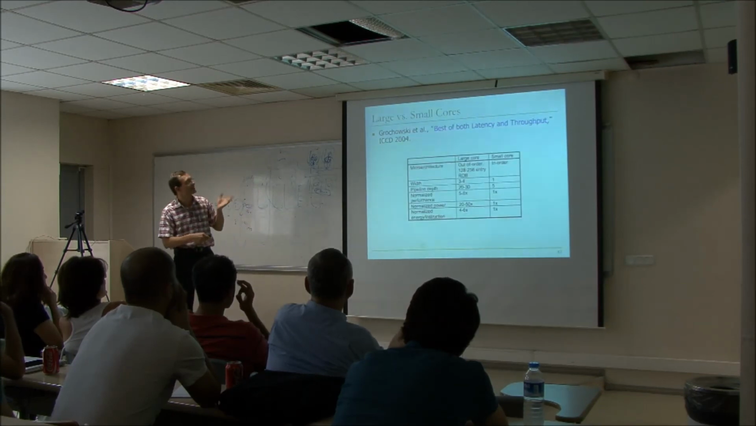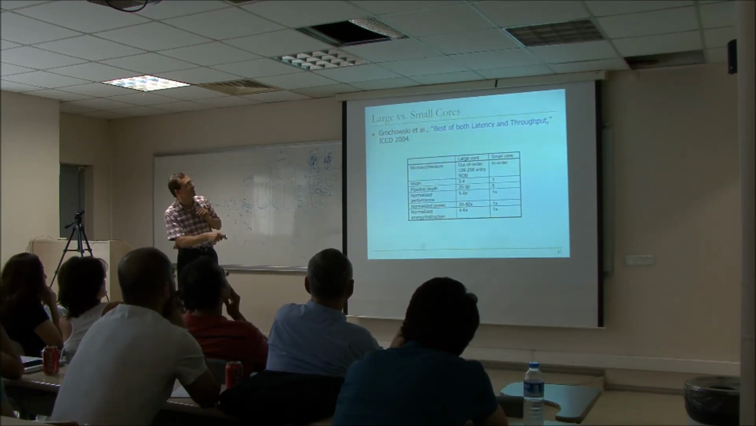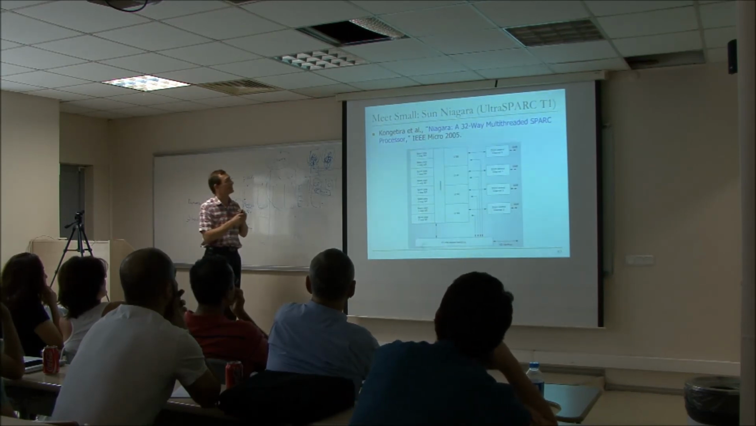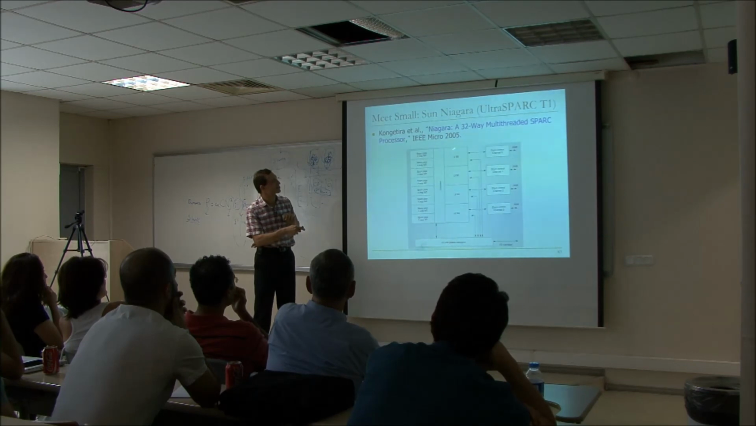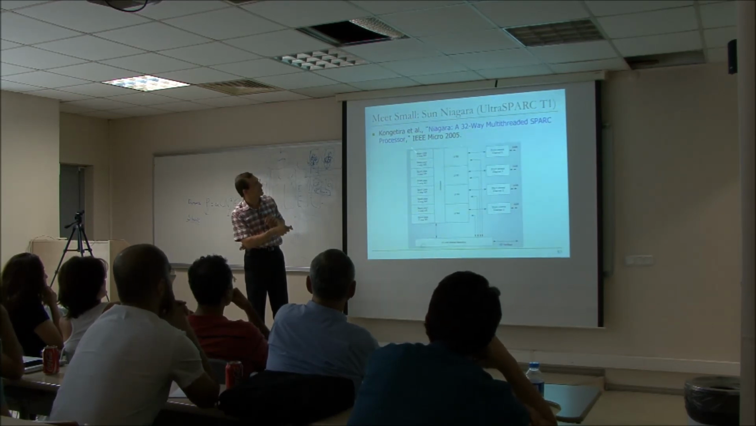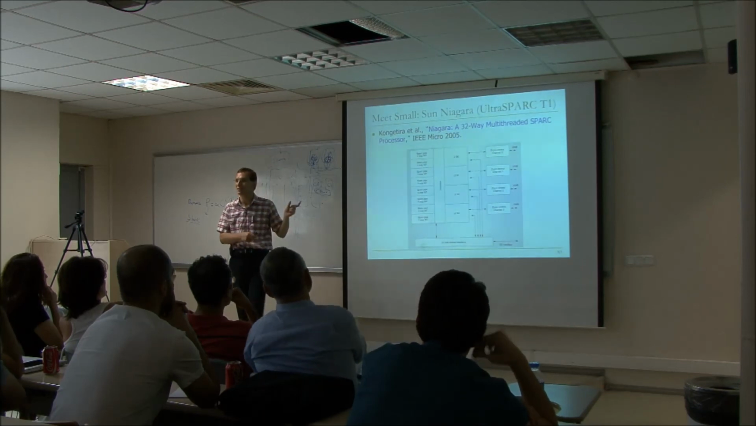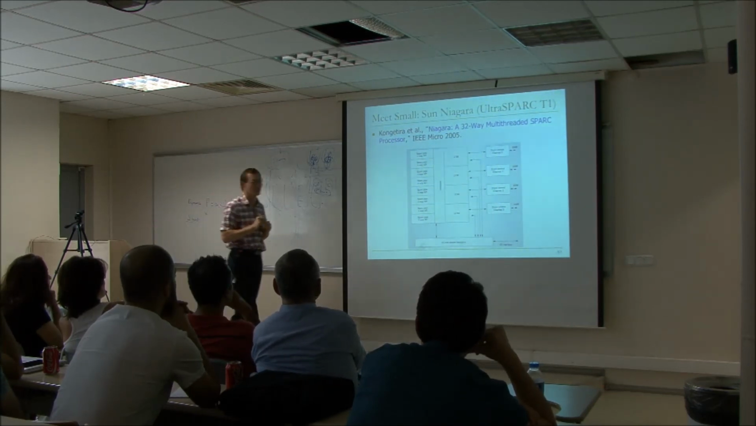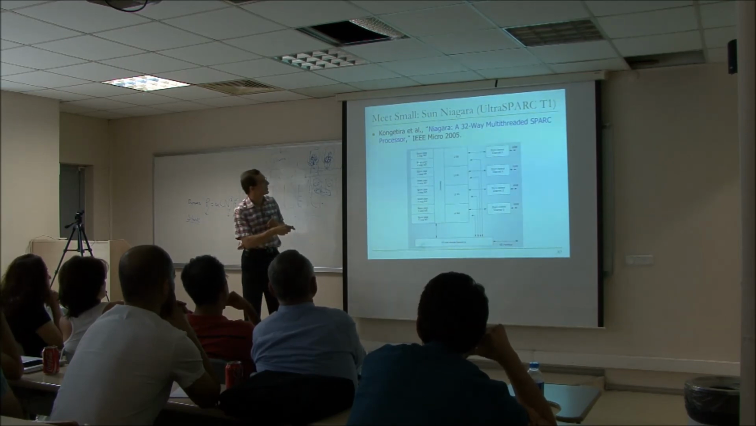So let's take a look at some of these small cores. This is a small core. And Sun Niagara, which you mentioned earlier, is one example of a small core. This was actually a 32-way multi-threaded SPARC processor. This was one of the earlier multi-cores, although it's not the earliest. We'll see the earliest actually is the IBM, I think, dual-core engine that hit the market first.